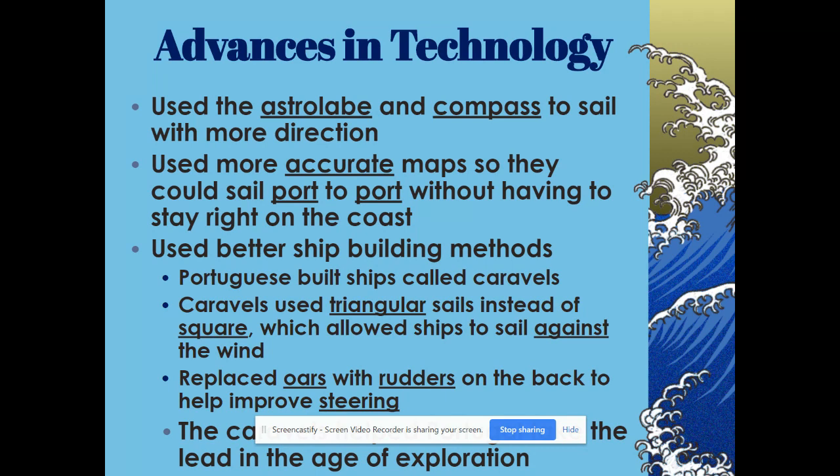Better shipbuilding methods were super important. The Portuguese are going to build ships called caravels. Caravels are going to, for the first time, use triangular sails instead of the large square ones that had been used before. When you have a triangular one, it's easier to change direction and go against the wind if you needed to.